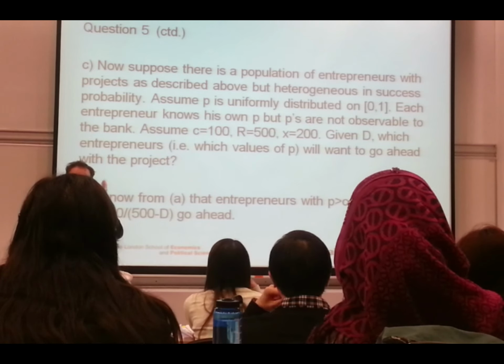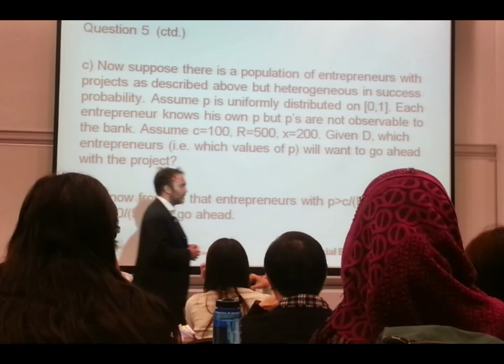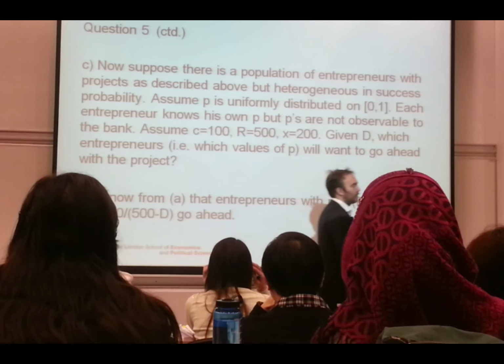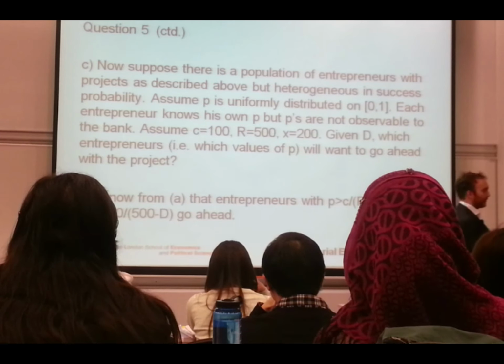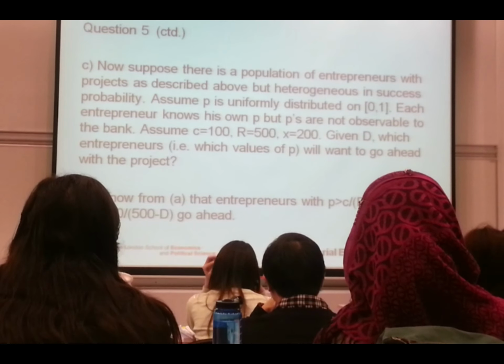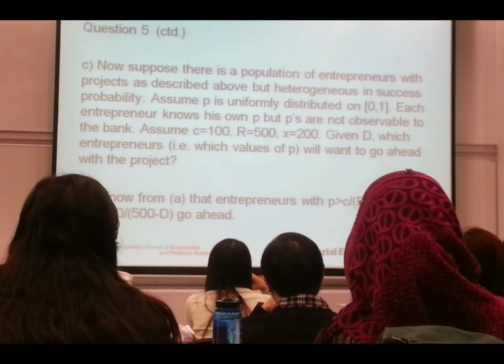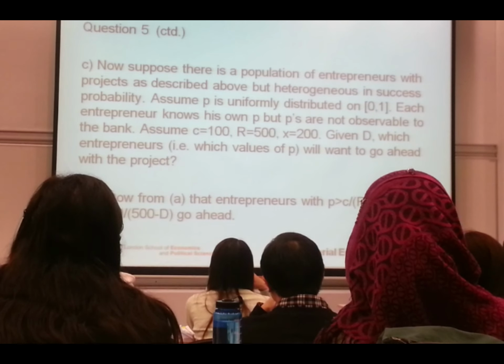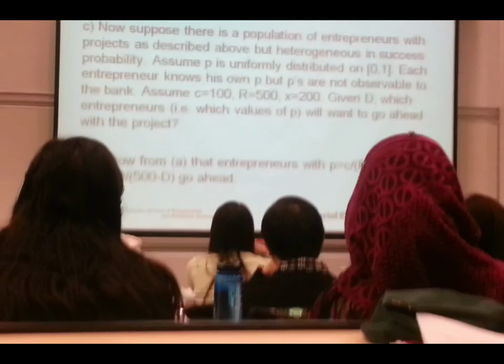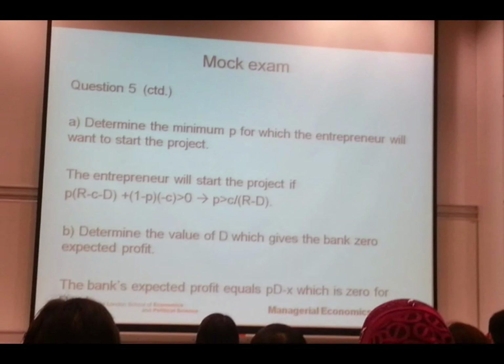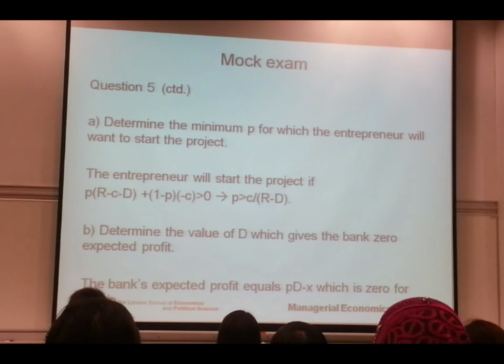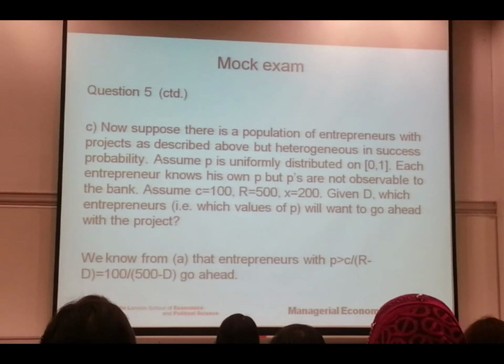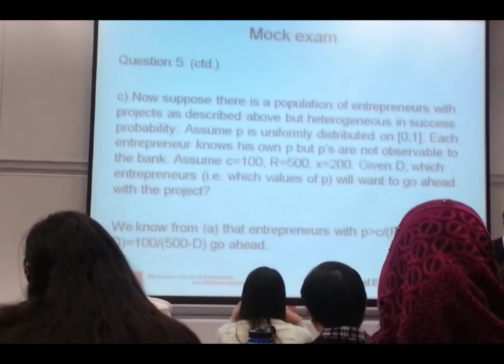Now, given that there's a value of D, we can say every entrepreneur who has a probability of success that's higher than the minimum probability is going to go ahead with the project. So given that we have A, P has to be bigger than C divided by R minus D. We can plug in the numbers here, and we get P must be bigger than 100 divided by 500 minus D.